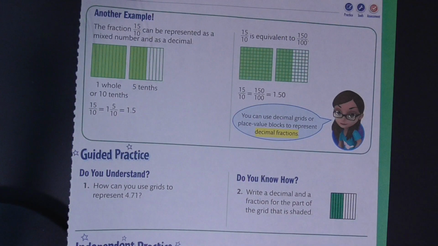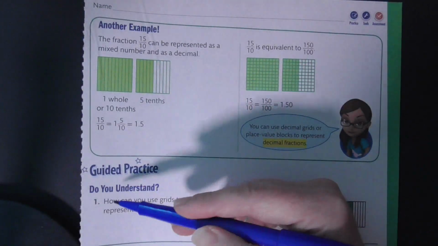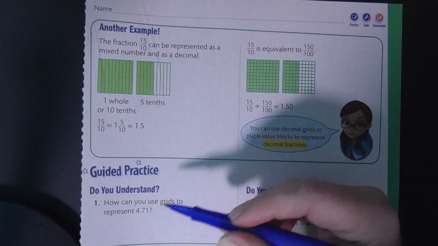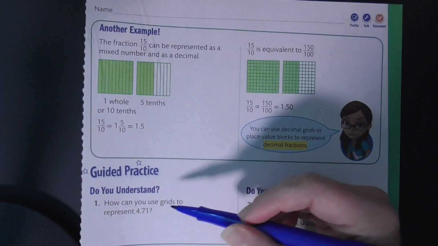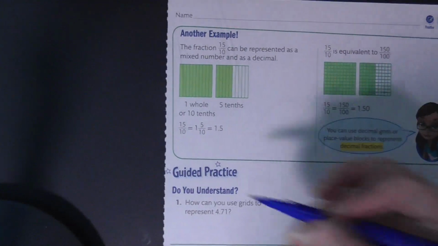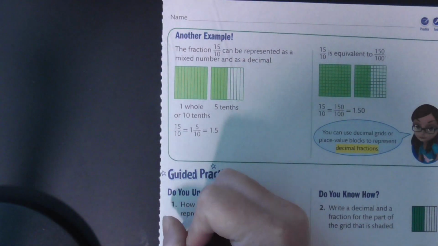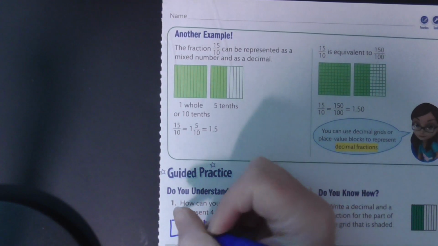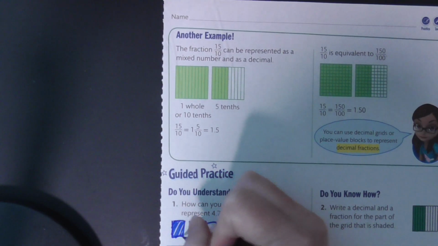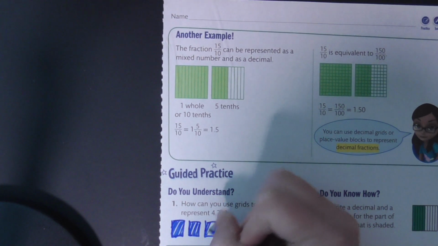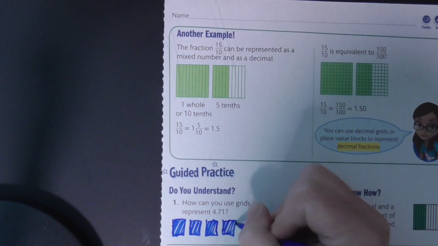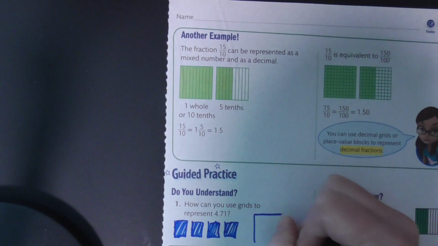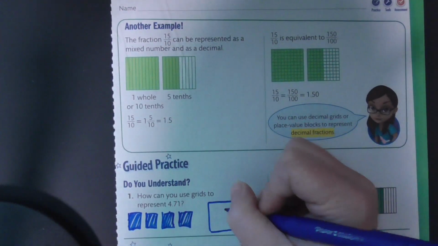Okay, so guided practice. Number 1, how can you use grids to represent 4.71? Well, if I were using grids, I think I would have 4 that were completely shaded. These are my 4 wholes. And then I would have one grid. I'm not going to be able to do this perfectly, but let's see.